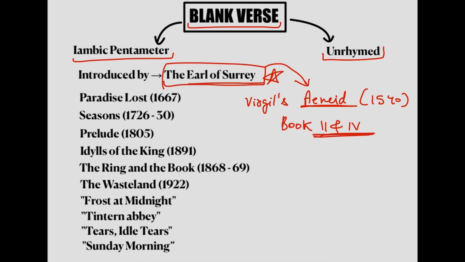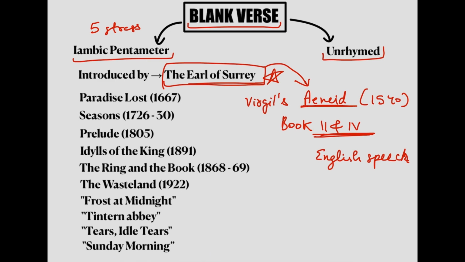So blank verse is lines written in iambic pentameter, in which there are 5 stresses. It is unrhymed and it is closest to the natural rhythms of English speech. Alright, closest to the English speech. Yet it is very flexible and adaptive to different levels of the discourse.